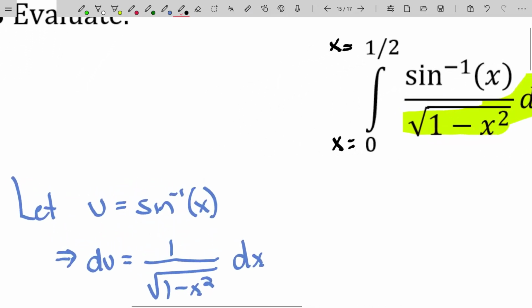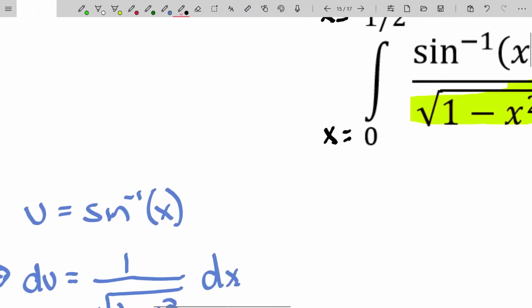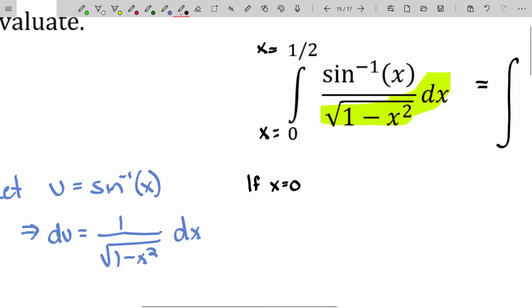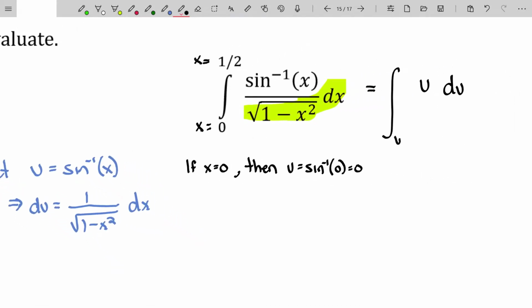So let's go over here and ask ourselves: if x equals 0, then u is equal to the sine inverse of 0. What is the sine inverse of 0? You should know that, you've taken trig. It's 0. So this will be u equals 0, because when x is 0, u is 0. If x is equal to 1/2, then u is equal to the sine inverse of 1/2. What is the sine inverse of 1/2? You should know it's pi over 6. So that'll be u equals pi over 6.